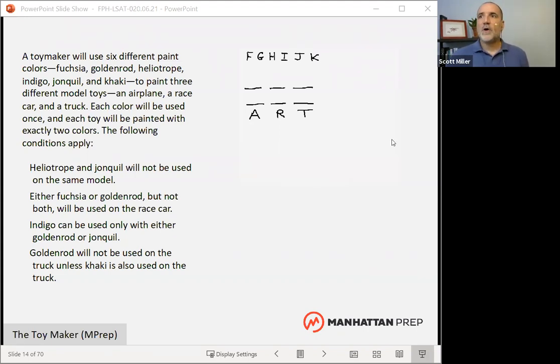Okay, so we have our basic diagram here. We're going to start notating the rules. In this first rule, again, this is just a little bit of tips and advice. H and J will not be used on the same model. So the way people would often diagram that is with what we call an anti-chunk. So you can do H and J will not be together in the same model.